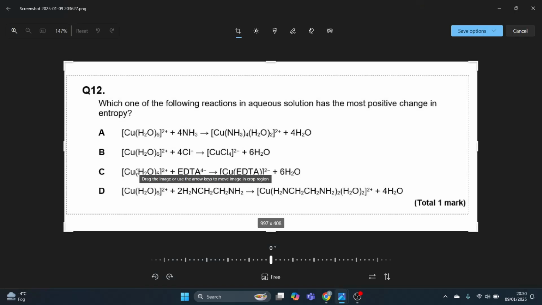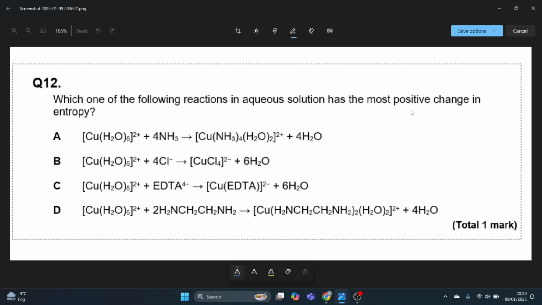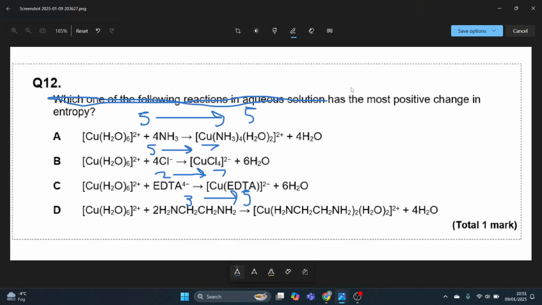Question 12. Which one of the following reactions in aqueous solution has the most positive change in entropy? In entropy, we go from 5 moles here to 5 moles here. We go from 5 moles here to 7 moles here. We go from 2 moles here to 7 moles here, and we go from 3 moles here to 5 moles here. And if you read the question again, which one of the following reactions in aqueous solution, that's not really relevant, has the most positive change in entropy?